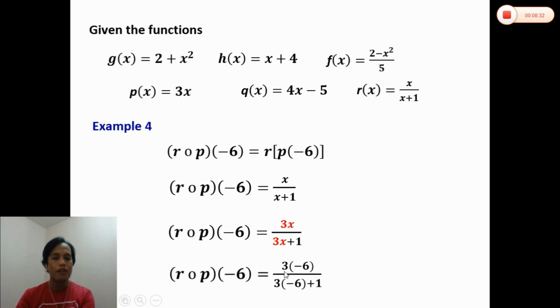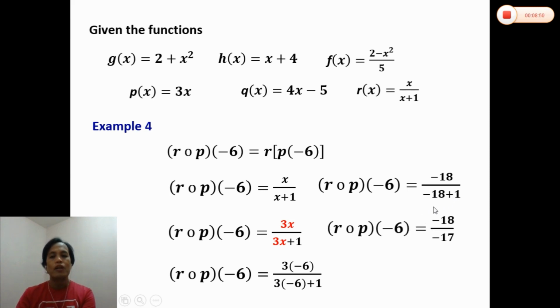So we have 3 times negative 6 over 3 times negative 6 plus 1. So 3 times negative 6 is negative 18. The same also with the denominator, 3 times negative 6 is negative 18 plus 1. We copy negative 18 in the numerator and we perform the operation in the denominator. So negative 18 plus 1 is negative 17. Now since both the numerator and the denominator are negative, the final answer would be positive 18 over 17.